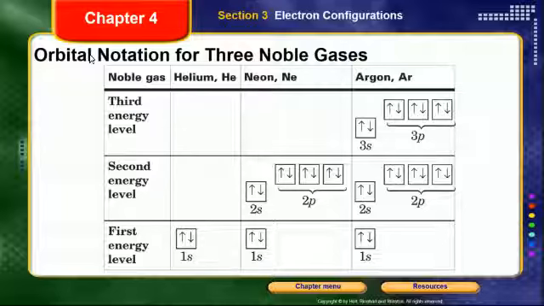So when we're looking at the orbital notation, because we already have some experience with that, of 3 different noble gases. Okay, if we start at the first main energy level, helium, we fill the 1s orbital upspin, downspin. That's a noble gas, and its outer main energy level is completely full.